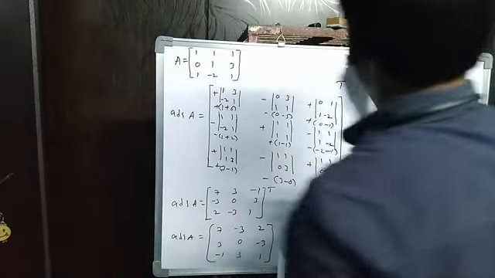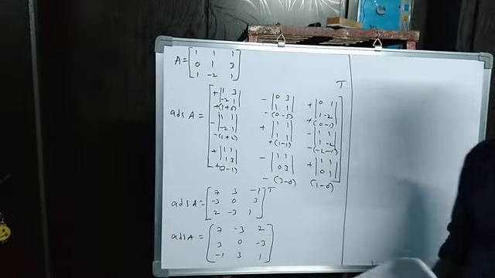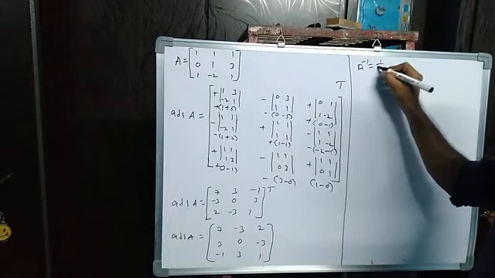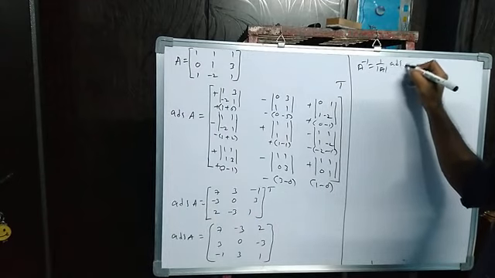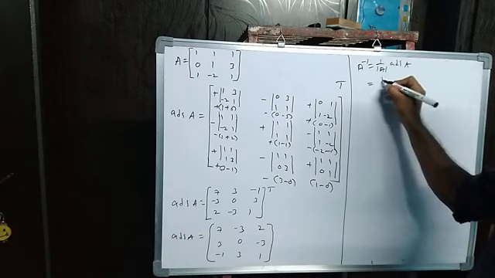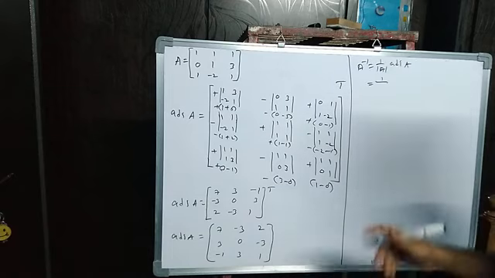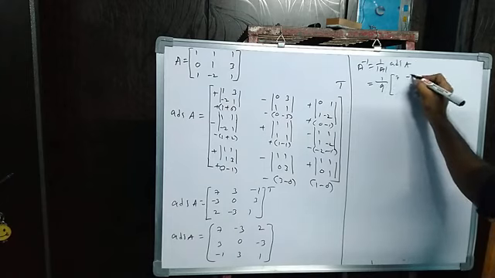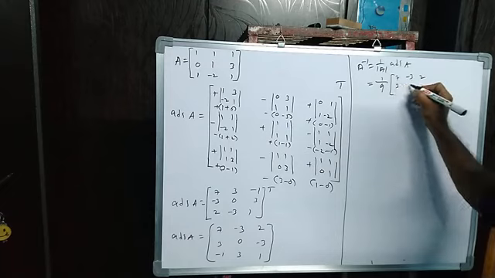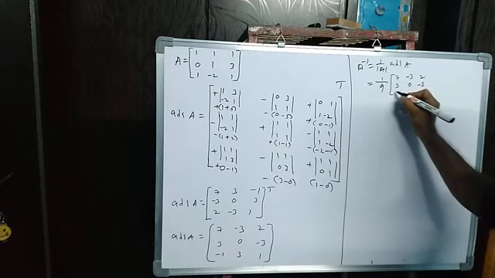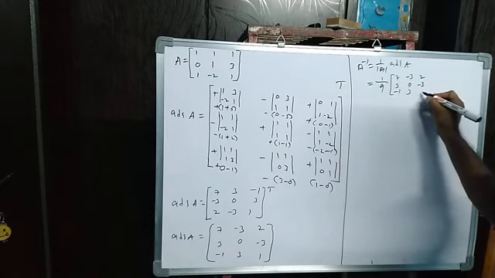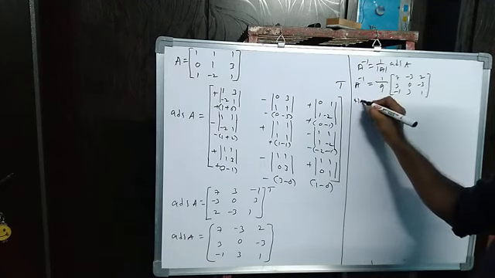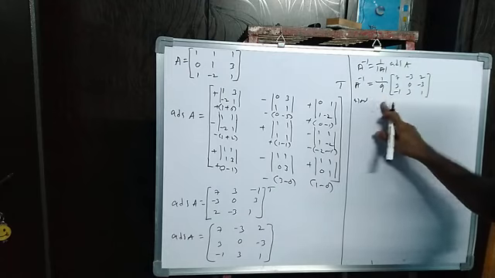Next, what do we find here? Whenever you get adjoint A, now find A inverse. A inverse is equal to 1 by det A into adjoint A. Substitute here. The det A value we got is 9, so 1 by 9 into adjoint A. Write the matrix: 7, minus 3, 2, 3, 0, minus 3, minus 1, 3, 1. This is A inverse. Now substitute these values in the equation.